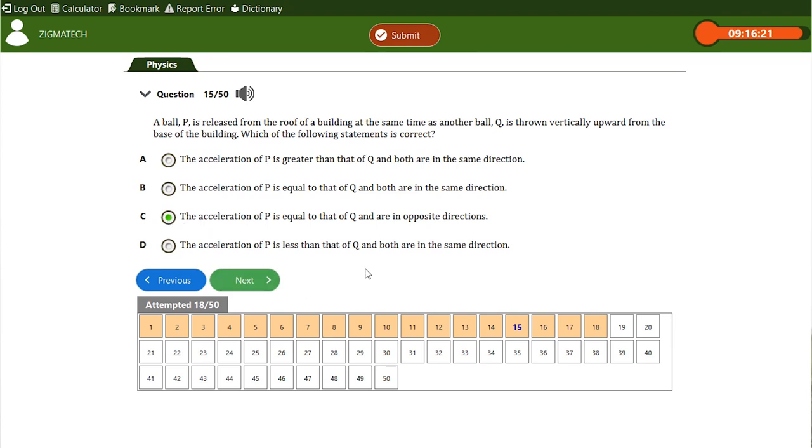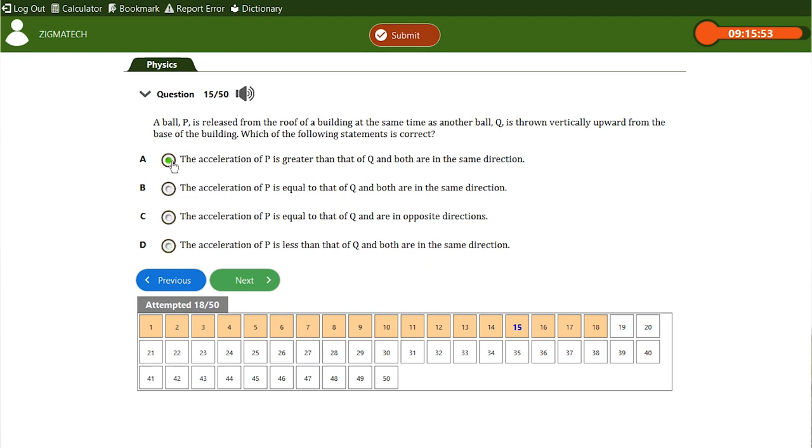Please, acceleration due to gravity, the option is D, because the acceleration of P is less than that. No, it can't be. The question says a ball P is released from the roof of a building at the same time as another ball Q is thrown vertically upward from the base of the building. Which of the following statements is correct?